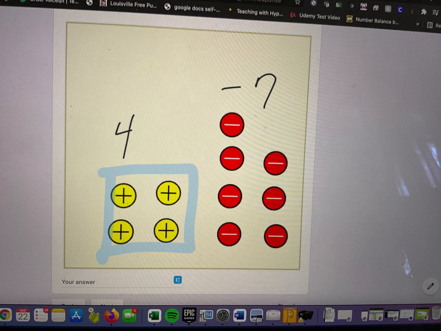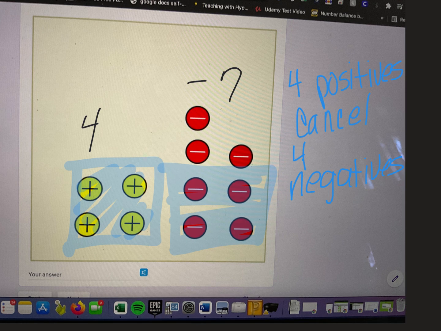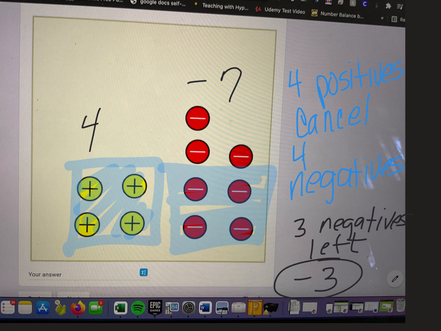So what is going to happen here? Those 4 positives are going to cancel out those 4 negatives. So after those 4 positives cancel those 4 negatives, you've got 3 negatives left over. So that means that if you combine a positive 4 with a negative 7, you are left with a negative 3.